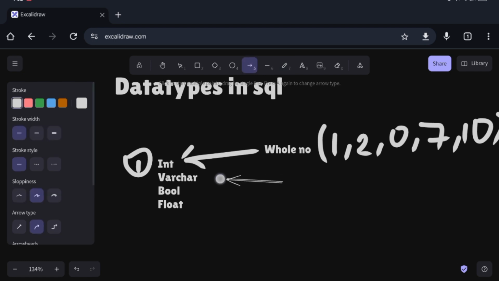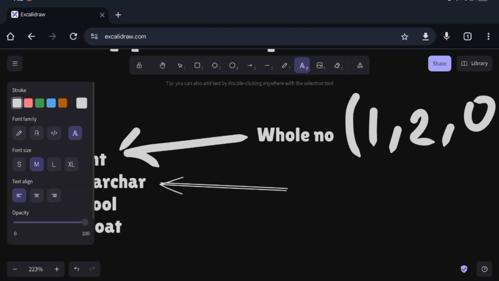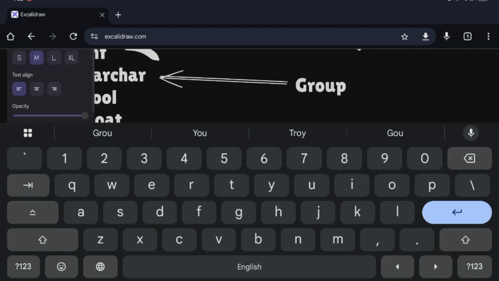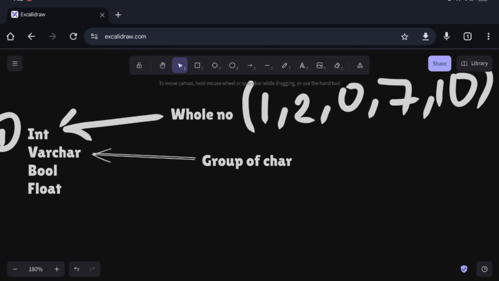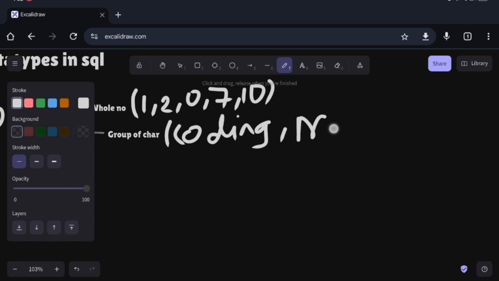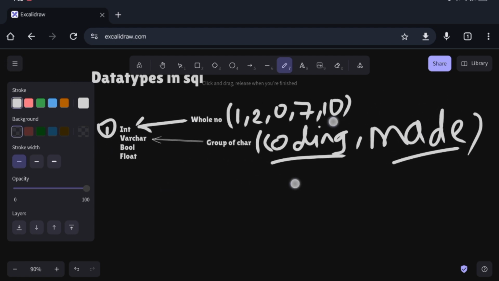If we talk about the varchar, it is nothing but a group of characters. For example, coding and made. These are different words, and they come under the varchar.